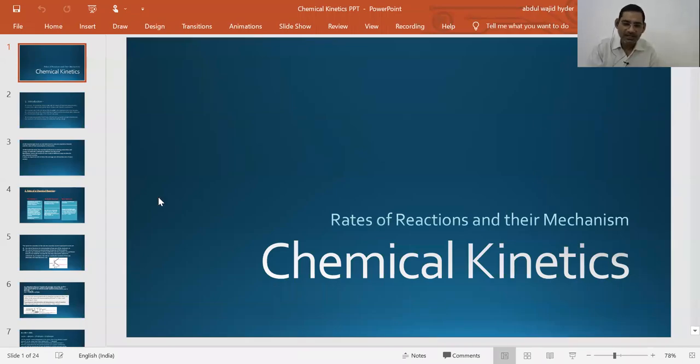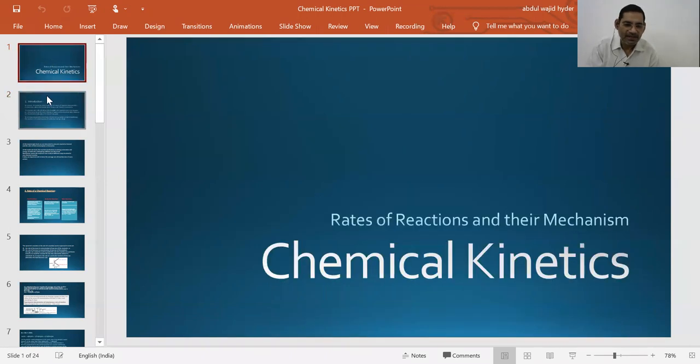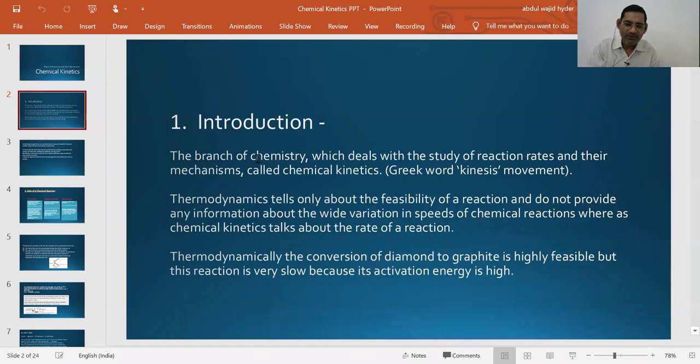About the rates of the reaction and their mechanism. So these are the two topics which we'll be doing there in chemical kinetics, and in this entire chapter we'll be again and again talking about the rates of the reaction, and we'll be talking about different reaction examples and their mechanism.